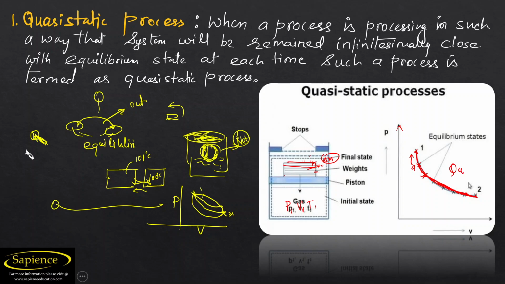So if we go to the definition again, when a process proceeds in such a way that the state remains infinitesimally close to the equilibrium state, because we are taking small steps each time, such a process is termed a quasi-static process. I hope you have understood the quasi-static process very well.